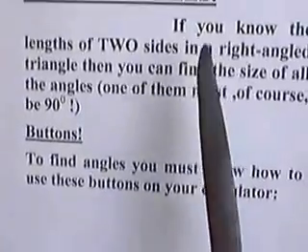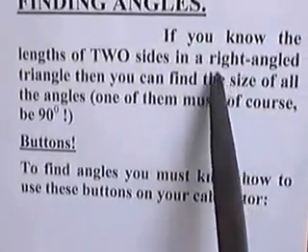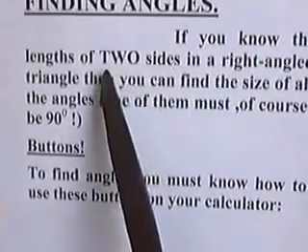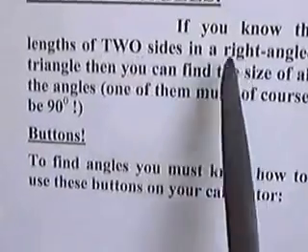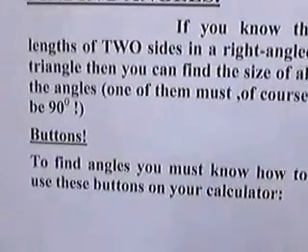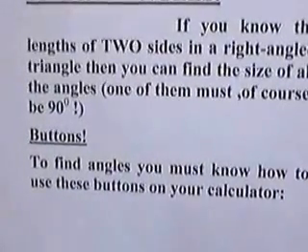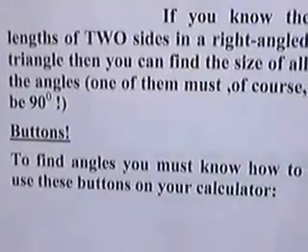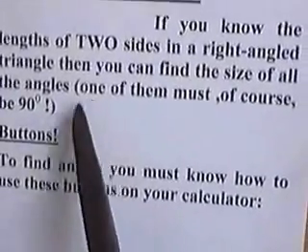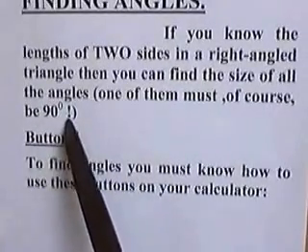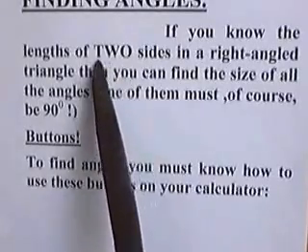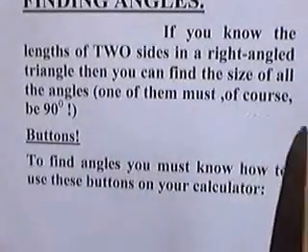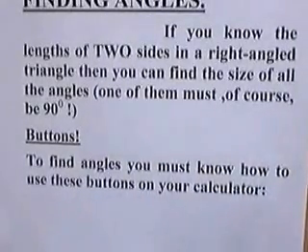Okay, the first thing you need to know is that you need to have the lengths of two sides in a right angle triangle, and if you know that, then you can find the size of all the angles. And of course, if it's a right angle triangle, one of the angles must be 90 degrees. But nonetheless, if you know the lengths of two sides, you can find the sizes of the other angles.